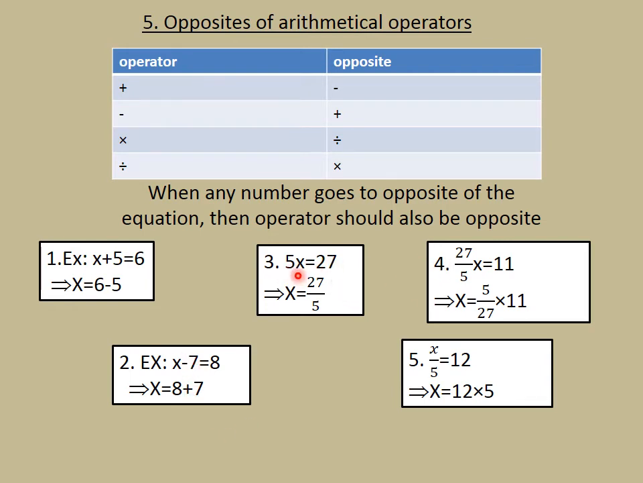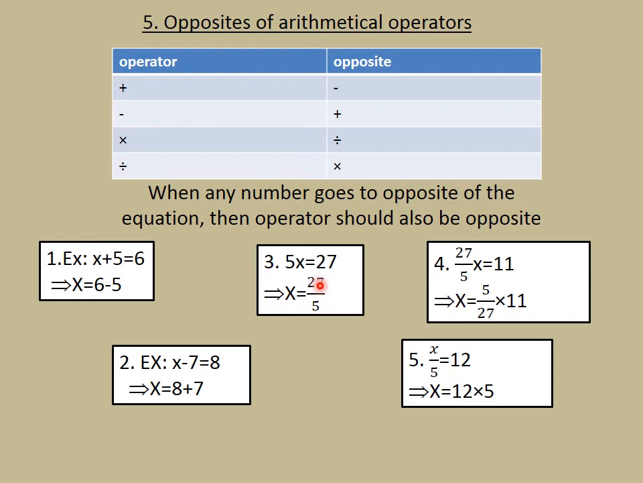Now, let us take one more example. 5x is equal to 27. I want to take this 5 to the right hand side. What is happening with x for 5? 5 is multiplied by x. Generally we don't write the multiplication symbol. So 5x means 5 is multiplied by x. On the left hand side it is multiplication, so if it goes to the right hand side, it has to divide. So x is equal to 27 upon 5.